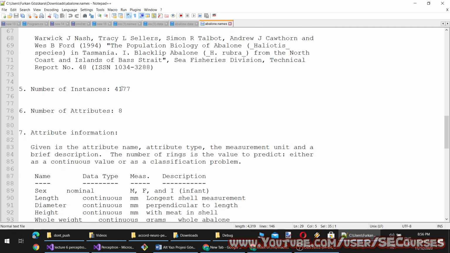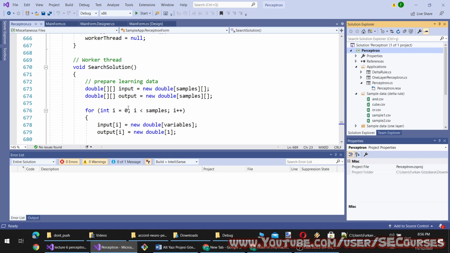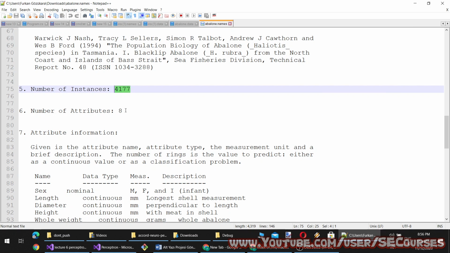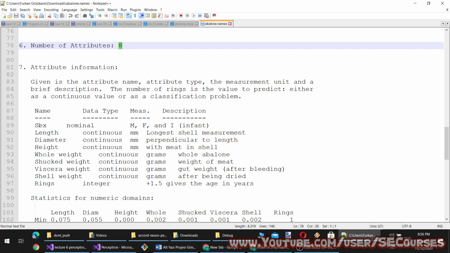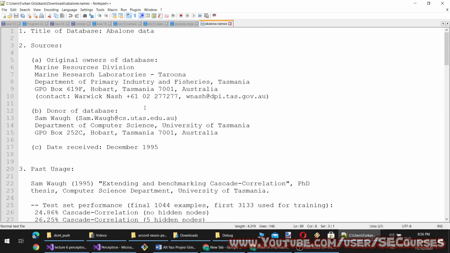So you see, this data set has 4177 instances. With input, each one of the array, you see the right side of the jagged array is being features and the left side is holding each instance of data. And there are 8 features for this data set. The number of attributes is 8. And attribute information. So the first attribute is the sex of the, I think this was a plant or something. I'm not sure. The abalone.